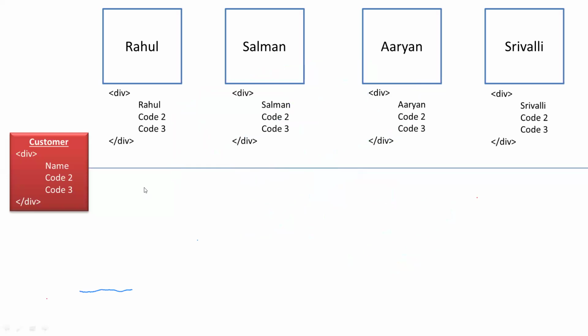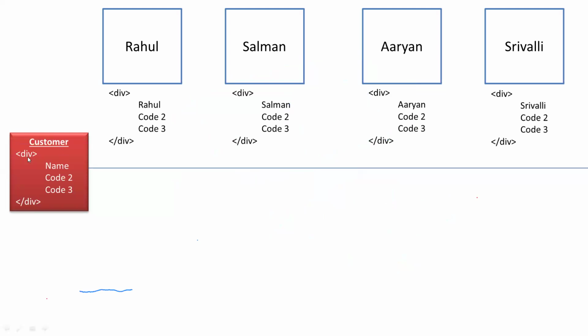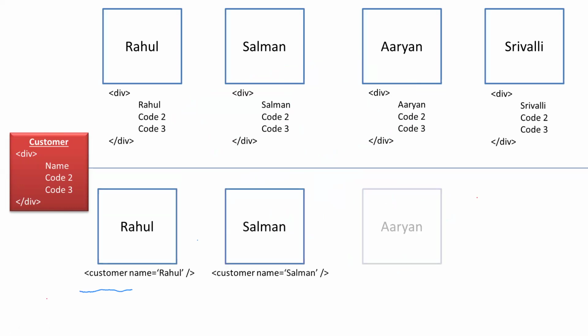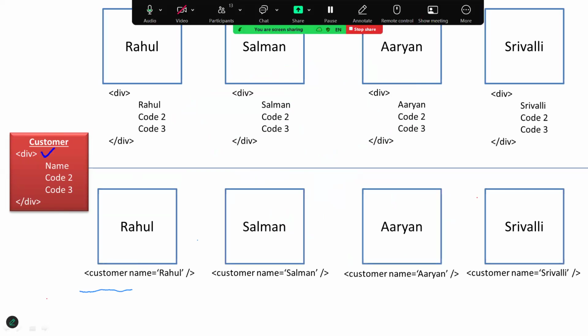Here also it is the same thing. I created a component. What is the component name? Customer component, with one div, only one division. And this component's designing code I am going to reuse n number of times. Observe, this time I have not repeated this div tag. My component name is Customer, and to the customer I pass the value. Customer name equals Rahul, customer name equals Salman, customer name equals Aryan, customer name equals Srivali, sir.